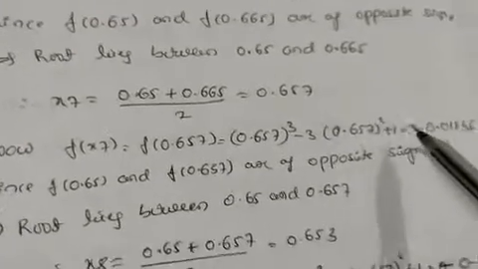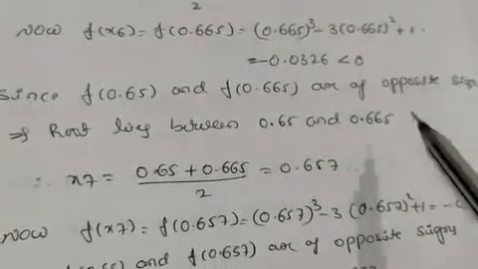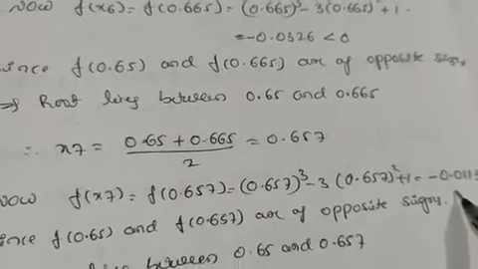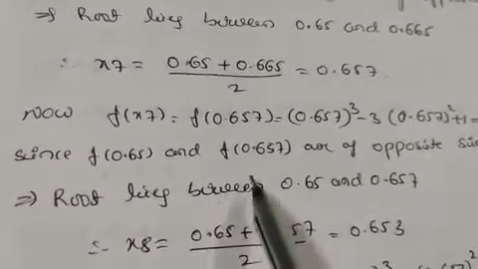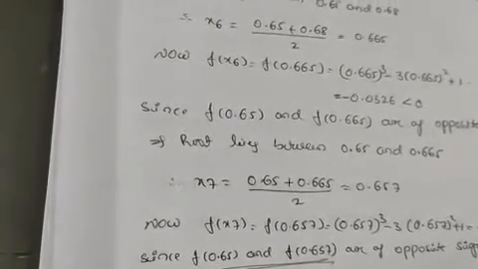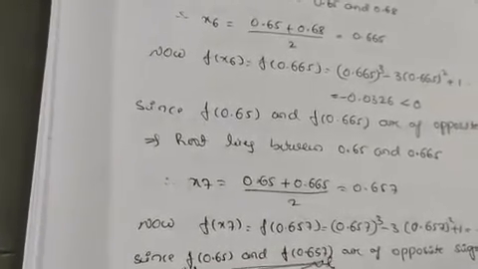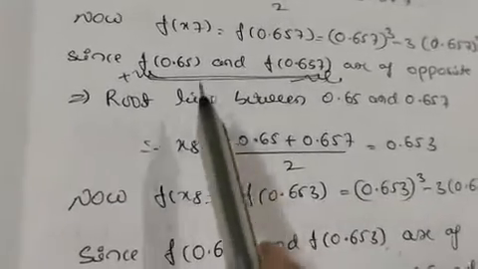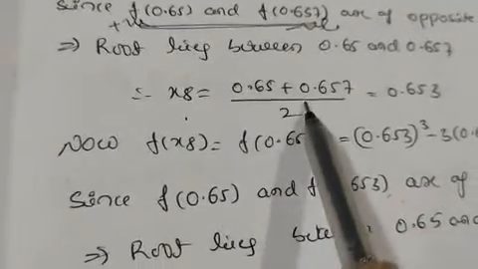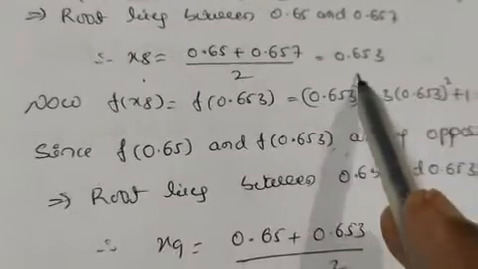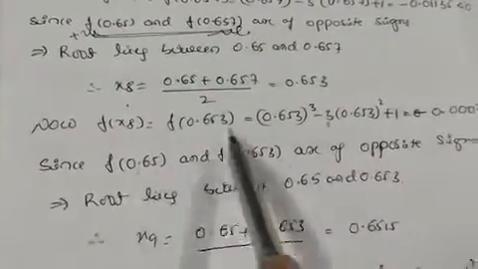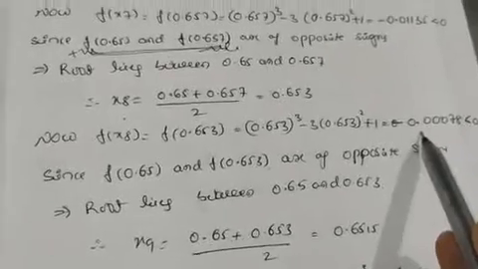So don't look only at the previous value. You have to see which two values are of opposite signs. So therefore here 0.65, and this step is important. You will observe that this one is positive and this one is negative. So the root lies between these two values. Again divide this interval: x8 is equal to 0.65 plus 0.657 divided by 2, which is 0.653. So this is x8. Now find f of x8. F of x8 is again negative.